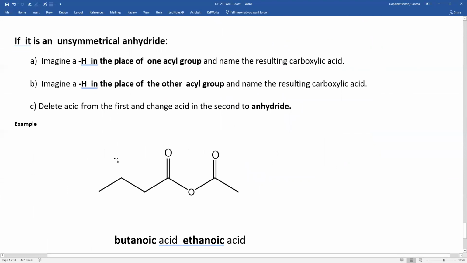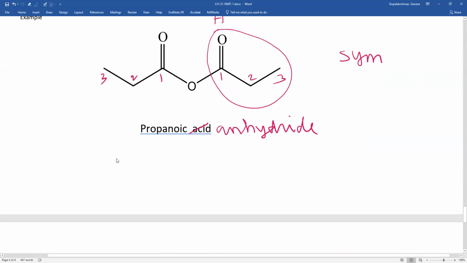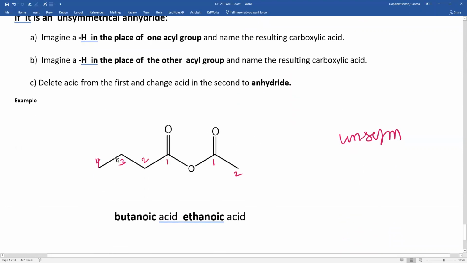If the 2 groups on it are different, you see this has 2 carbons, this has 4 carbons. This is unsymmetrical. The 2 acyl groups are different. So what to do? This has 2 mothers. The others have 1 mother. This one has 2 mothers, a biological mother and surrogate mother. They are holding the baby's hand and walking on the sides, both of them.